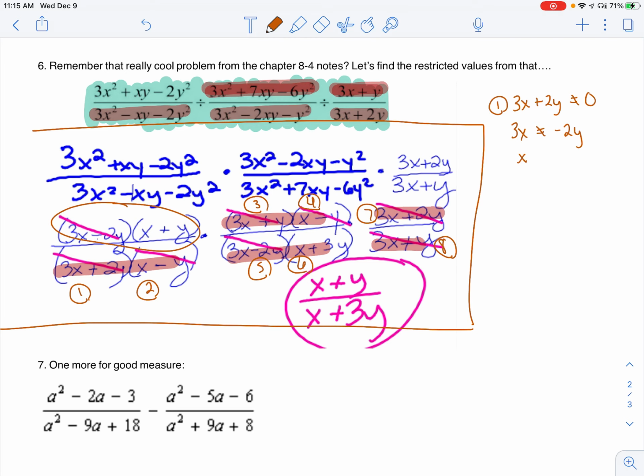Honestly, you can write x is not allowed to be negative 2/3 y. That really blows people's mind that it's not like an actual number, but it's more like a reference of how x relates to y. So you just take the different pieces, set them equal to 0, and solve. Let's take a look at number 2.